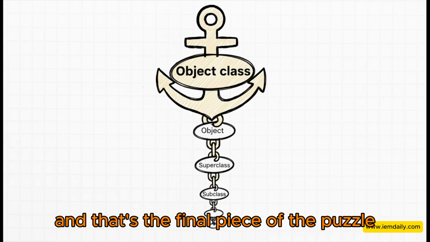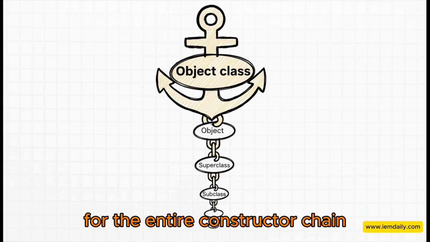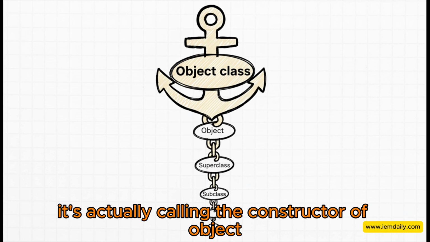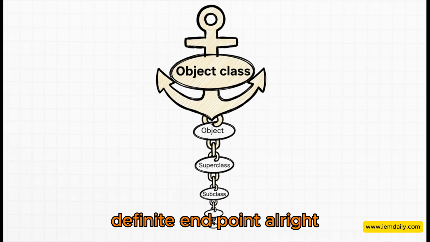And that's the final piece of the puzzle. The Object class acts as the anchor for the entire constructor chain. When your top-level class makes that super call, it's actually calling the constructor of Object. This guarantees the chain always has a definite endpoint.